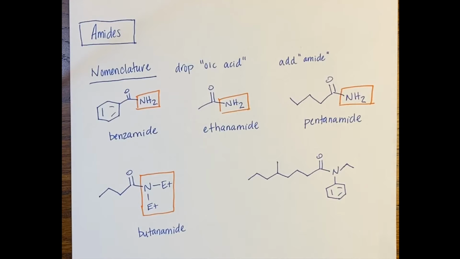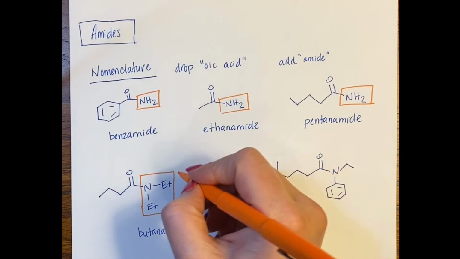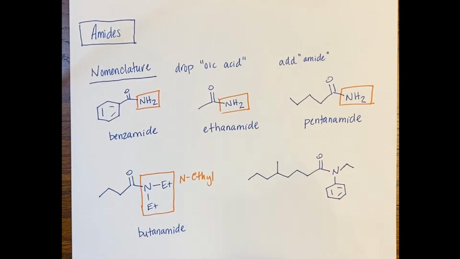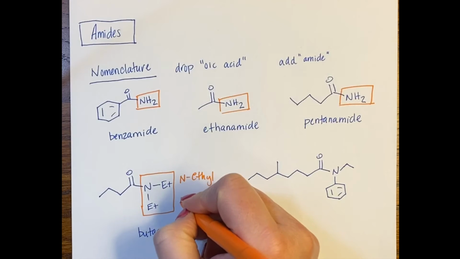Now, when it comes to naming those ethyl groups that are bonded to the nitrogen, we're going to name those ethyl groups just like they were a substituent off of an alkyl chain. And instead of using a number to indicate the point of attachment for the parent name, we're going to use the letter N to represent the fact that it's bonded to the nitrogen of our amide functional group. So in this case, this first substituent here would be an N-ethyl. The second one would also be an N-ethyl.